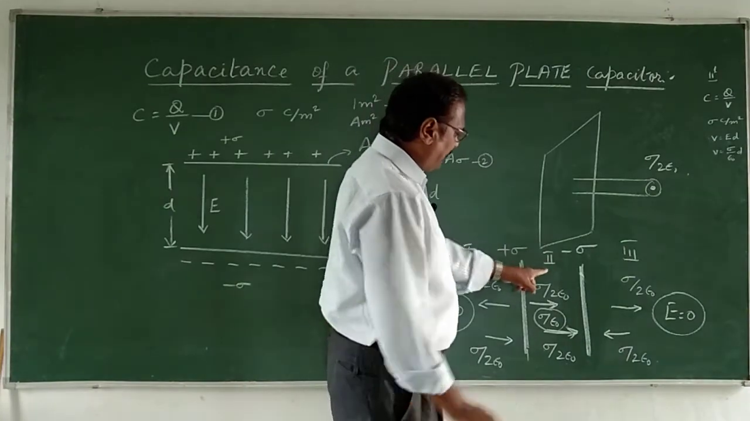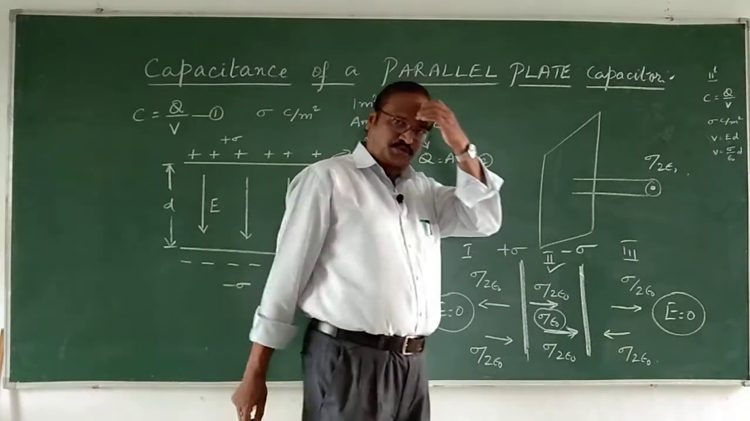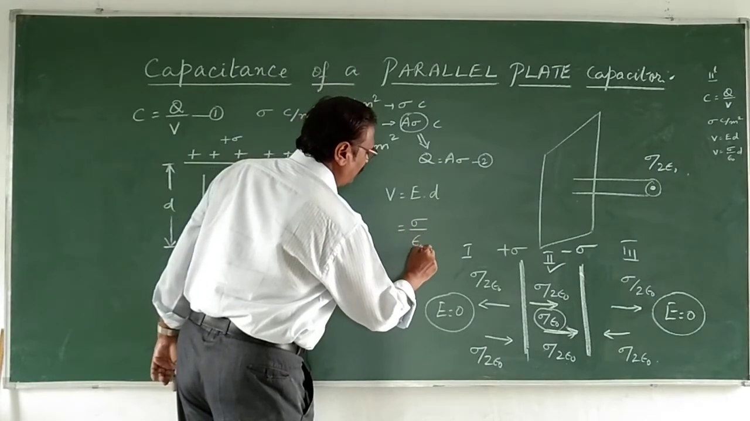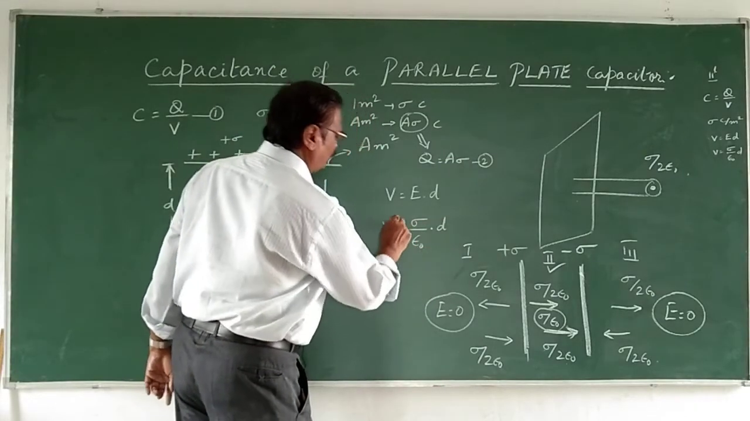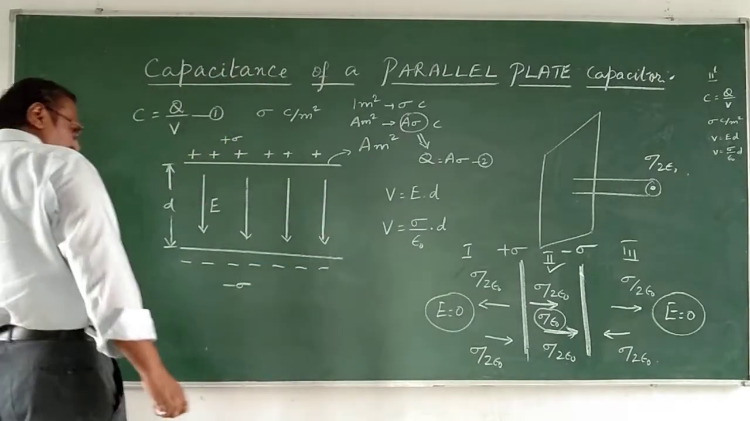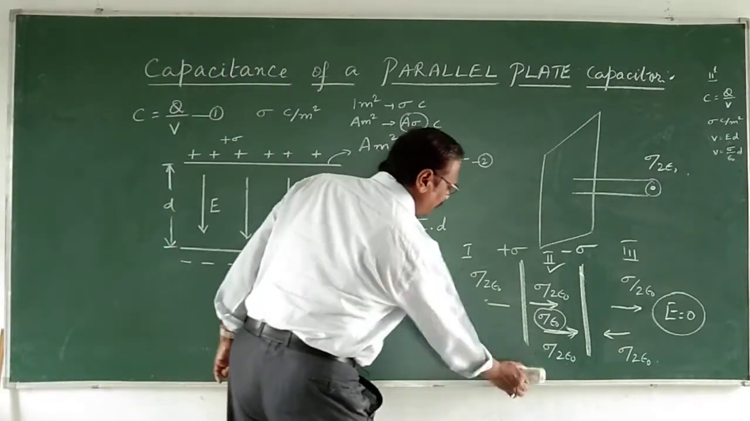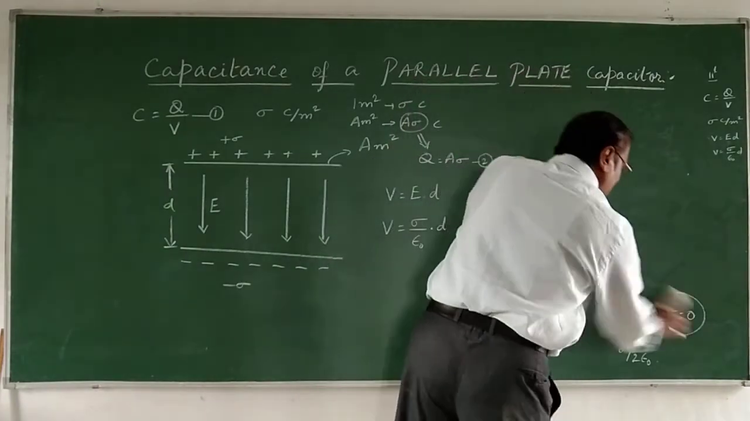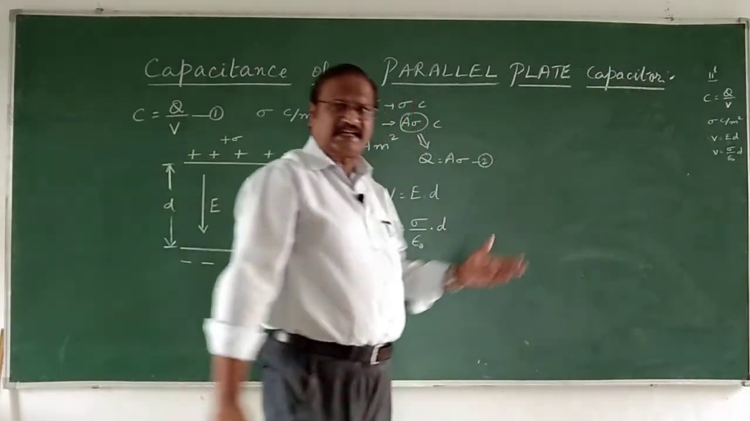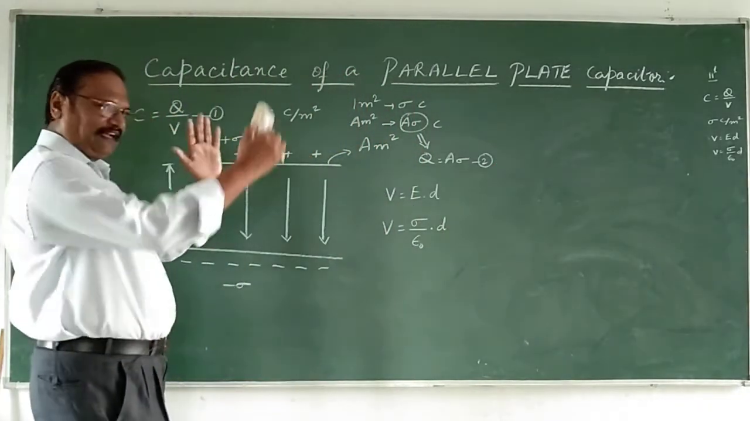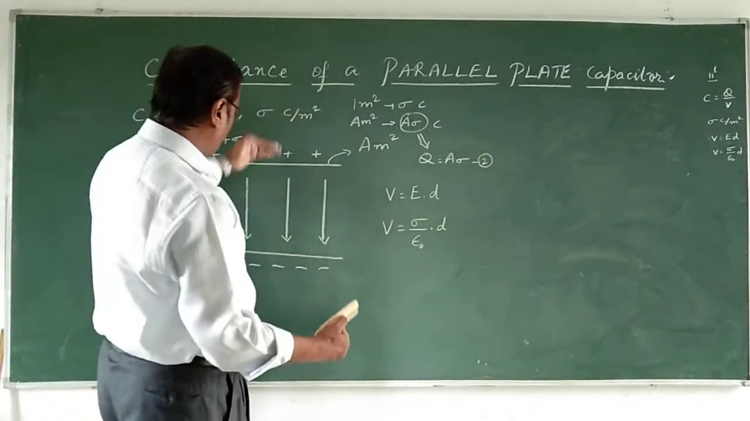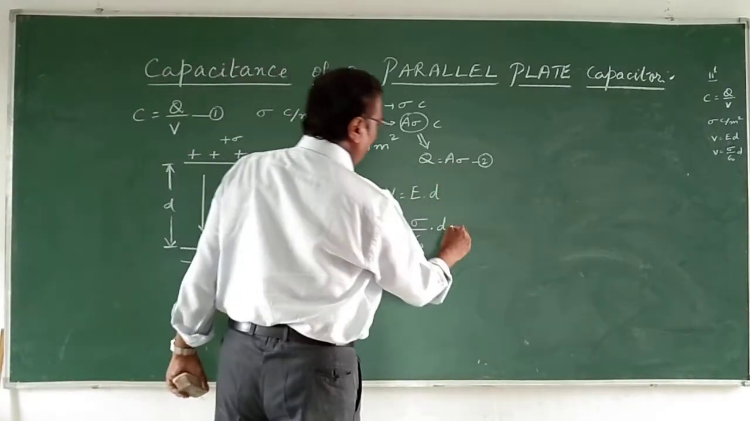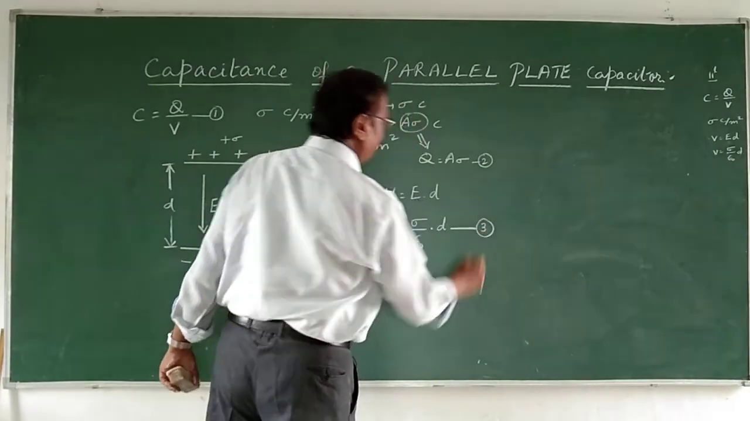So for a parallel plate capacitor where we are concerned with region 2, the electric field is sigma upon epsilon naught, and into d, that is V. Now let me erase all these things. In the derivation when you do, you don't need all that, but you should understand why it is sigma upon epsilon naught rather than 2 epsilon naught. Because it is a parallel plate, equal and opposite charges are deposited. I call this equation number 3.